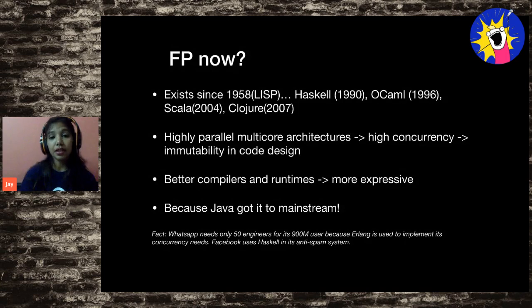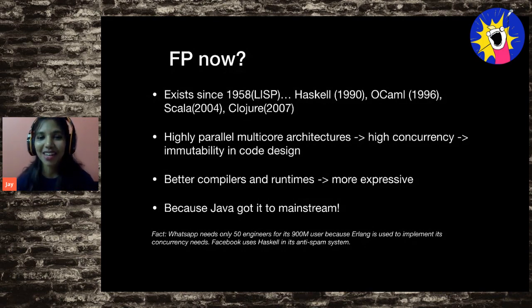For high concurrency, you might need immutability in your code design, and immutability is one of the cornerstones of functional programming languages. One more reason is nowadays the compilers and runtimes are better. You don't have to be a geek to sit and write in a functional programming language. You pick any modern language with the features and you're all set. You could just go writing on it.